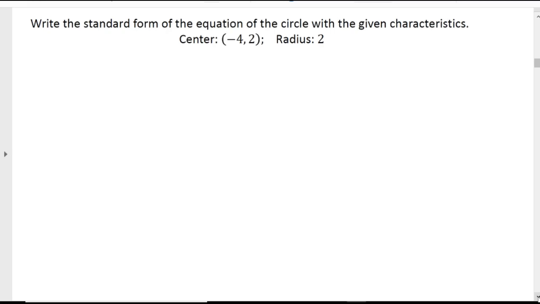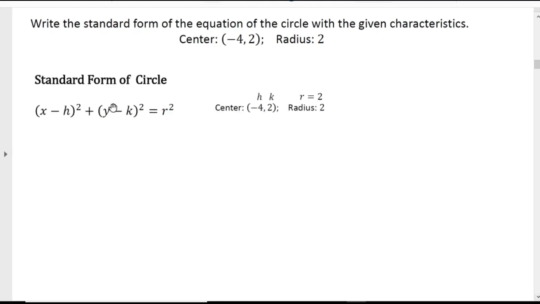Okay, another question that we have is: write the standard form of the equation of a circle with the given characteristics. Here they tell us that the center is (negative 4, 2) and the radius is 2. In order to do this problem, we should write down the standard form of a circle, which is (x minus h) squared plus (y minus k) squared equals r squared. They give us the center, so the first number, negative 4, is our h, and the second number is our k. So our radius, we can write as r equals 2.